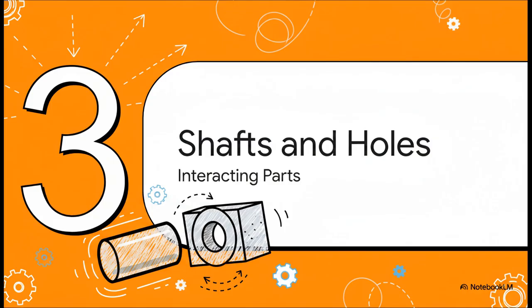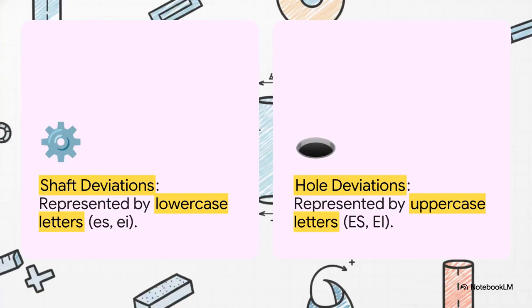Let's jump into Part 3, analyzing shafts and holes. Going from just abstract numbers to actual physical parts that fit together, we usually look at two main things: the shaft, which goes inside, and the hole, which receives it. To keep engineering drawings from turning into total chaos, there's a strict visual rule. Lowercase letters always mean shaft calculations. So ES is the upper deviation of a shaft, and EI is the lower. Uppercase letters, those are strictly for hole calculations, using uppercase ES and EI.